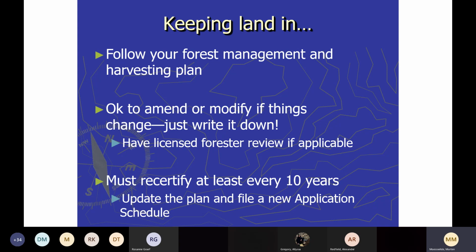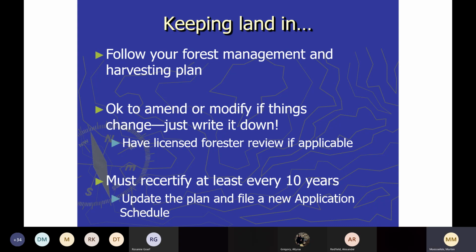You want to make sure that you understand what is in your forest management plan and follow the recommendations of the forester there. If circumstances change significantly in terms of how you want to manage that property, it is okay to amend or modify things as long as you are still pursuing the intent of growing and harvesting trees for commercial forest products. I do recommend very strongly that any changes or modifications be documented by both you as the landowner and the licensed forester. Having it written down is really important.